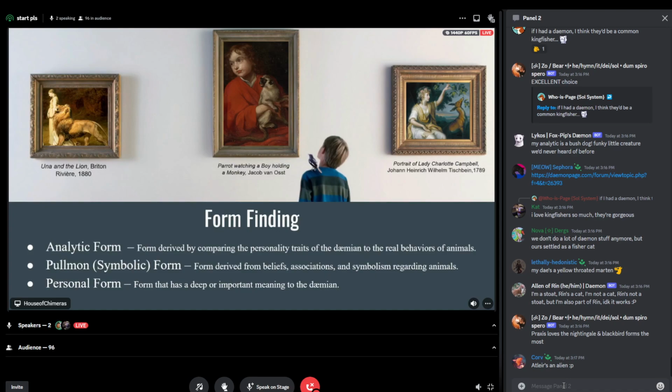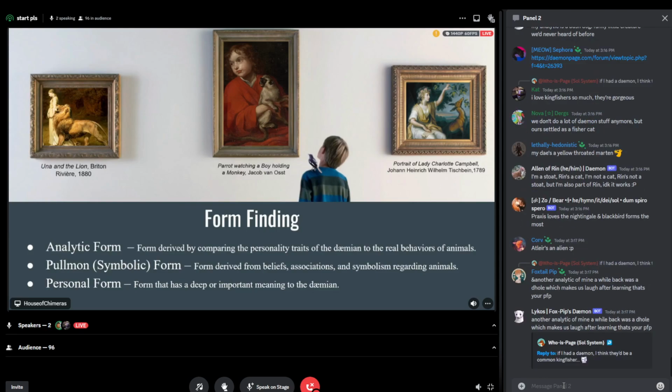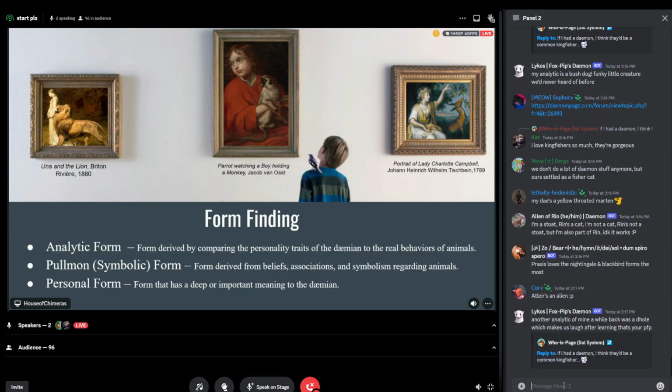Finally, there is personal form. This is a form that has a deep and important meaning to the dæmian. As this type of settled form is far more based on personal rationality and consideration, there's no really set methodology to this form-finding style. It varies widely from person to person.